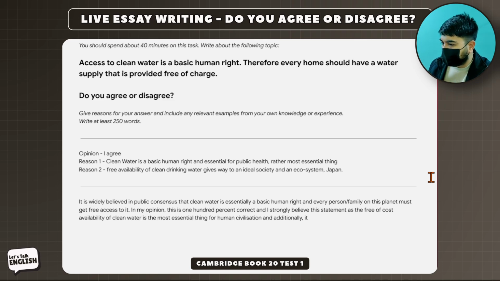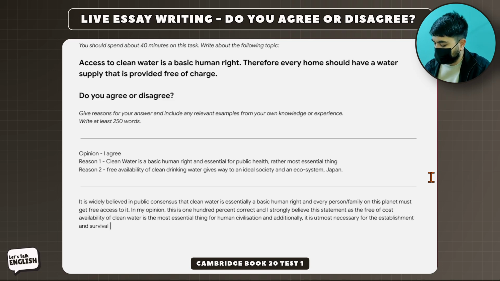I've written free availability multiple times, I guess. It is a basic human right, people must get free access to it, and additionally it is utmost necessary for the establishment and survival of an ideal society with its natural ecosystem of living beings other than humans. So the first paragraph is complete.